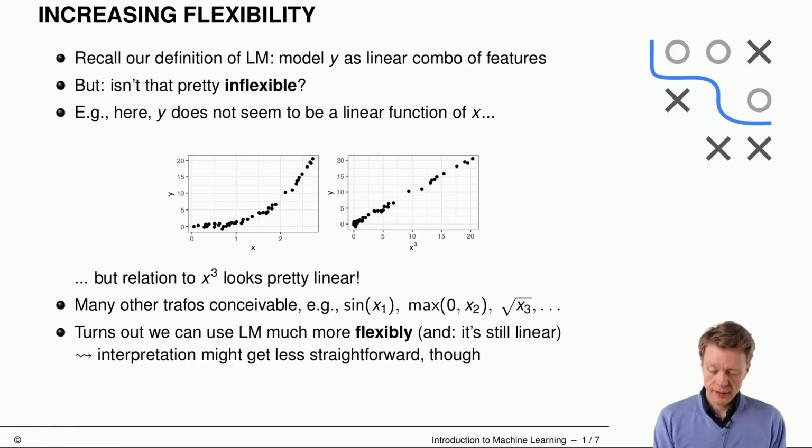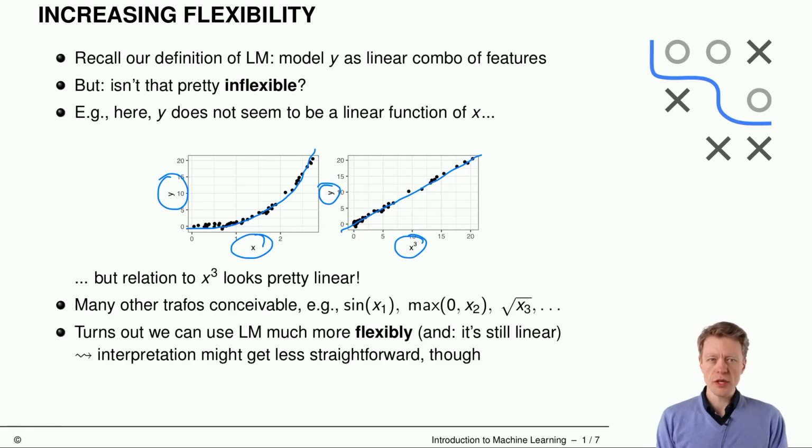So we have an example here. Y on the y-axis does not seem to be a linear function of x on the x-axis. It's more or less this nonlinear shape. And if we plot y against x to the power of 3, so against the cubic polynomial, then we see that the relation between y and x to the power of 3 looks pretty linear.